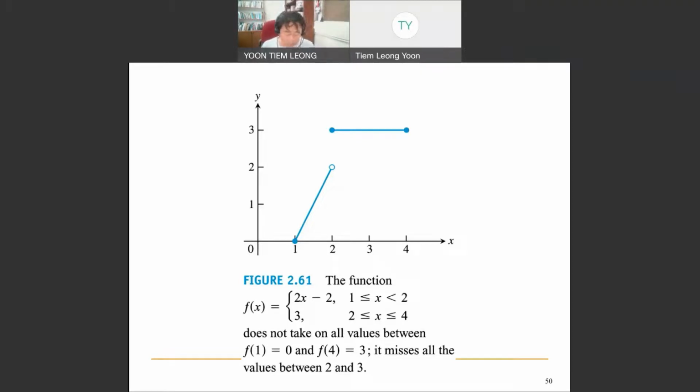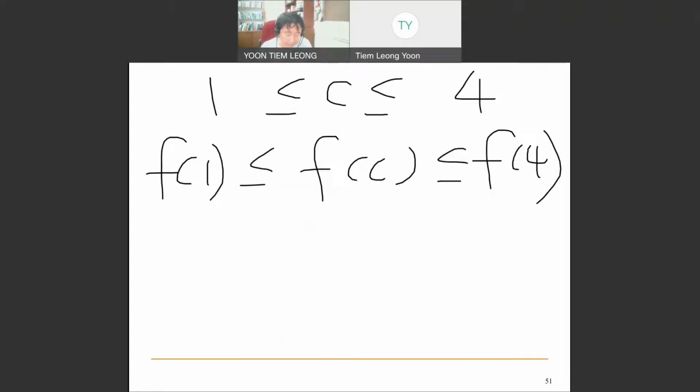Okay, so in this particular example, we have a discontinuous function at the point x equals 2. So let's just apply the intermediate value theorem. Let us look at the endpoints 1 and 4 and then write down the statements. So this is endpoint f(a), this is endpoint f(b).